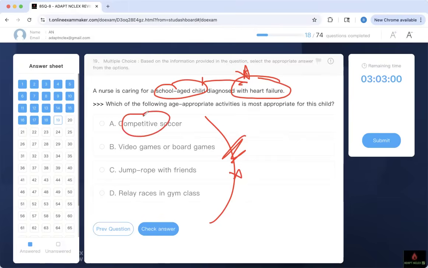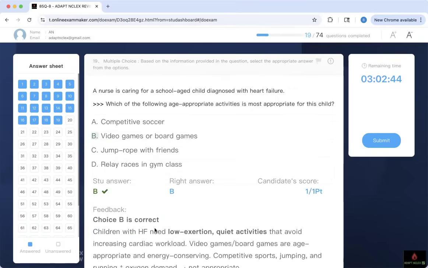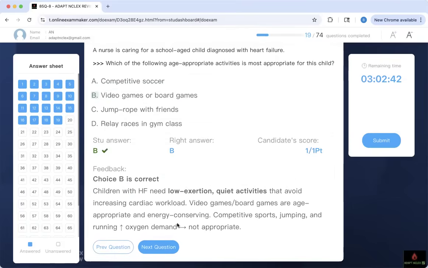Competitive sports, negative. Video game, oh, you can stay in the basement all day and do it. Jump rope, too much energy. Racing, too much energy. Therefore, which one do you think? B is the right answer. How do you get it? By breaking down the question. And I know you got it.